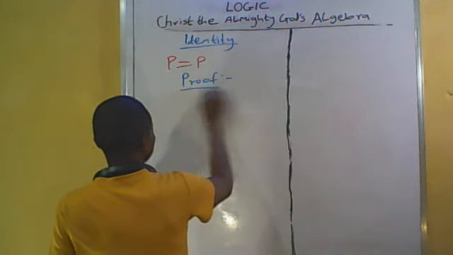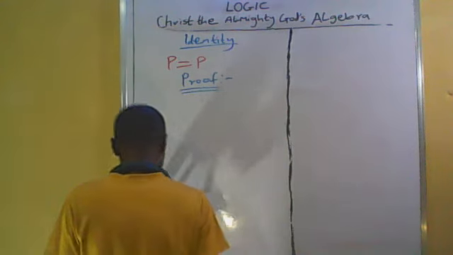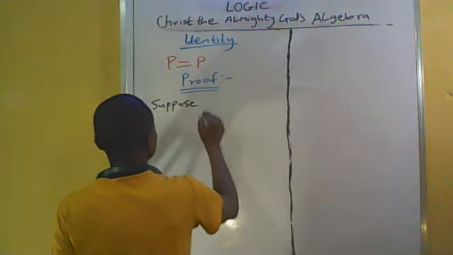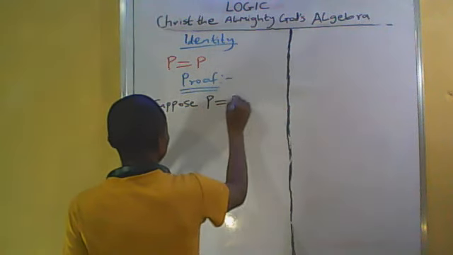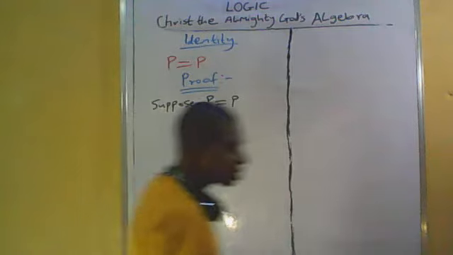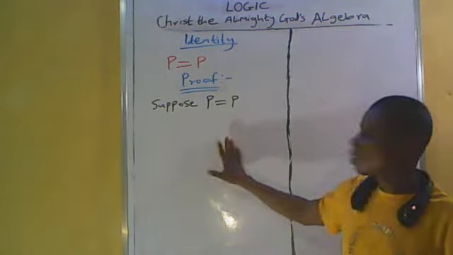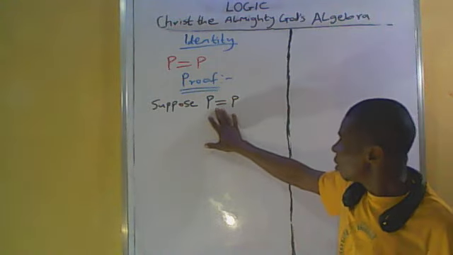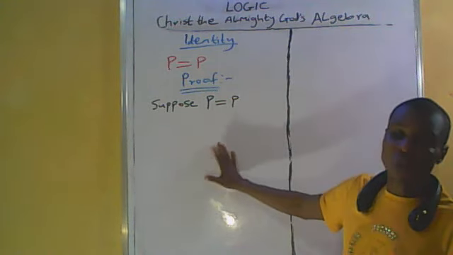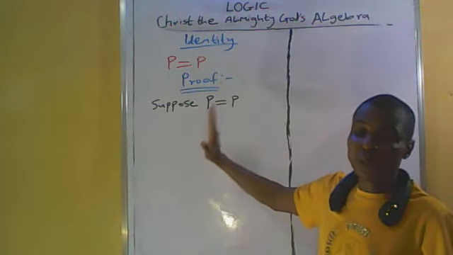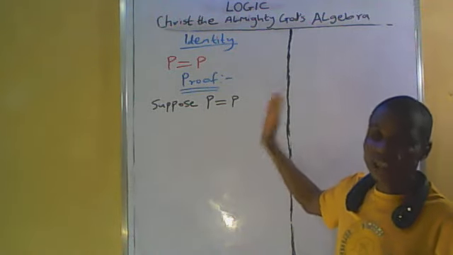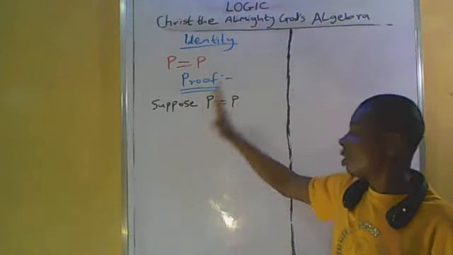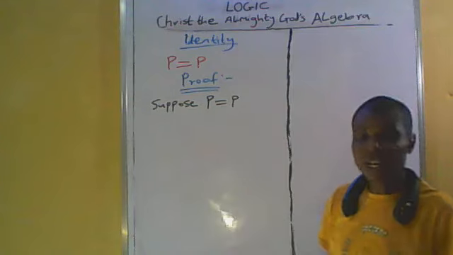Prove. Suppose P is equal to P. You find out that this equation is logical equivalent. We assume that this P is equal to P is true. And this equation is logical equivalent, because whenever the left side of the equation is true, also the right side of the equation is also true. Whenever the equation is false, also the left side of the equation is also false. You see, it's logical equivalent.